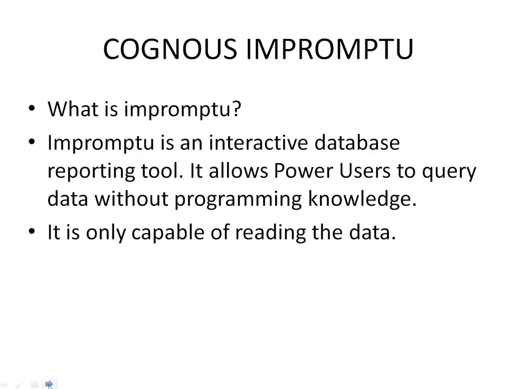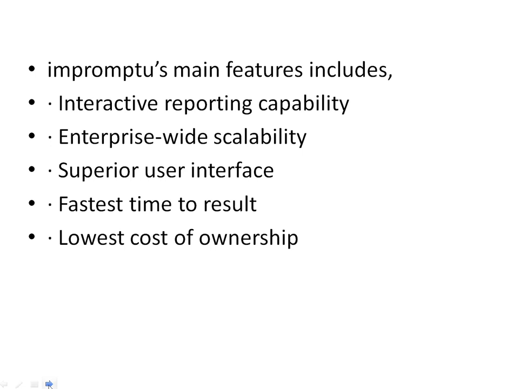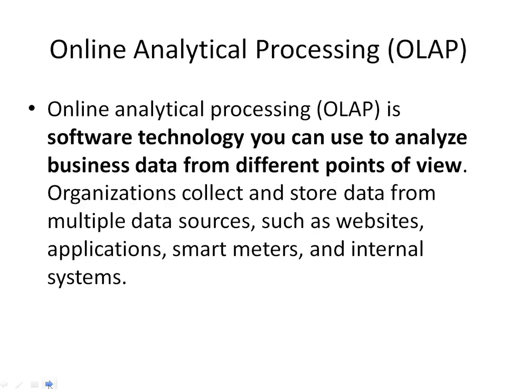So Cognos Impromptu: what does Impromptu mean? It is an interactive database reporting tool. It allows the power user to query data without programming knowledge. It is only capable of reading the data. Impromptu's main features include interactive reporting capabilities, enterprise wide scalability, superior user interfaces, the fastest time to result, and lowest cost of ownership.